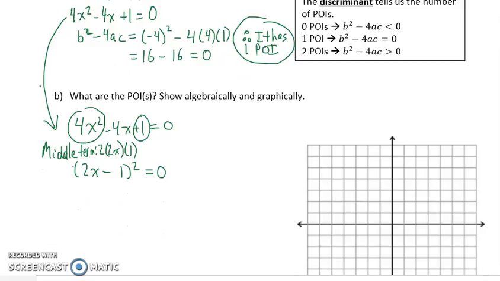I hope it becomes fairly obvious to you now what the answer is going to be. Taking the square root of both sides just gives me that 2x minus 1 is equal to 0, because the square root of 0 is still 0. And then I get 2x is equal to 1, divide both sides by 2, and x is equal to 1/2. Now what I do is I go ahead and I substitute x is equal to 1/2 into either one of the equations.